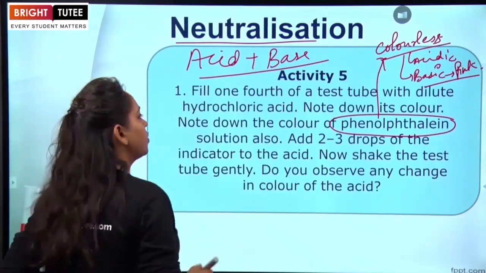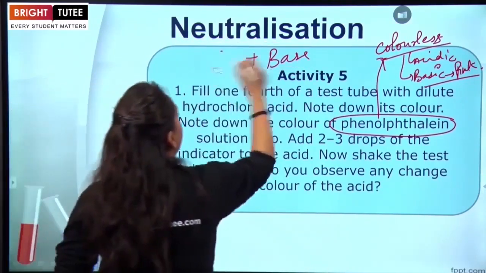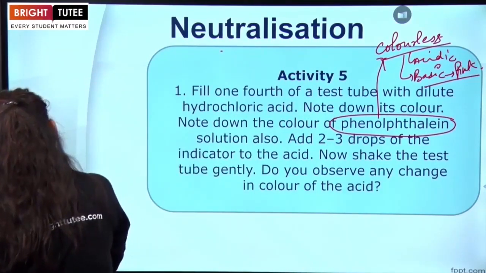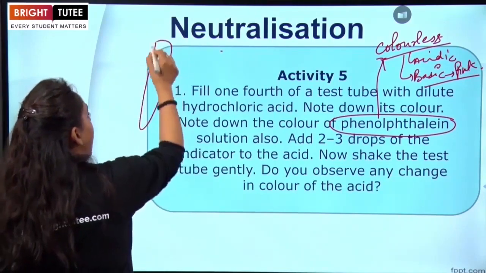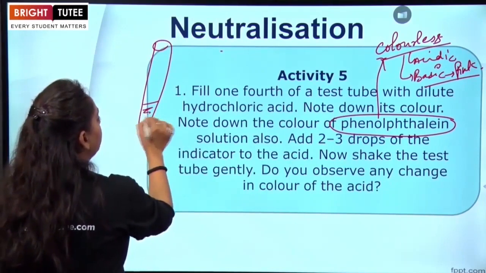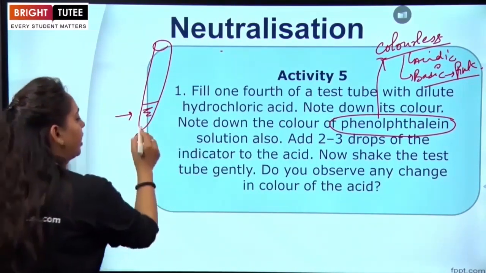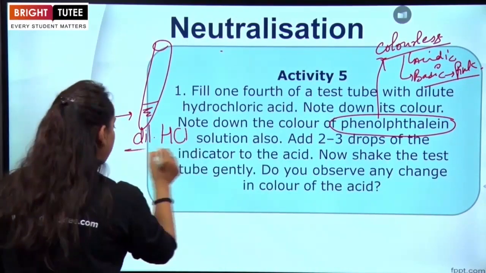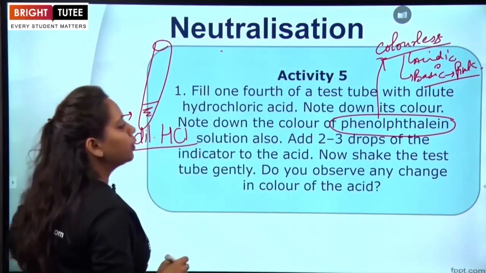What you are going to do is, we will take a test tube and we will fill 1/4 of it with dilute hydrochloric acid. We are going to take dilute hydrochloric acid. And what is the symbol of hydrochloric acid? It is HCl. H for hydrogen, Cl is for chlorine.